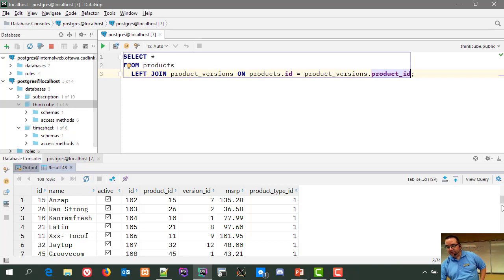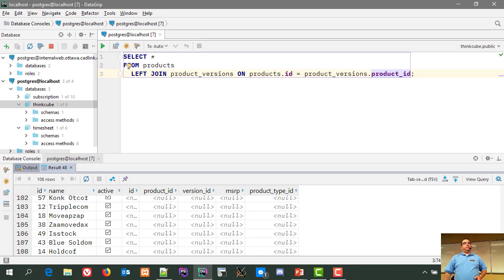If I scroll down, you'll suddenly see nulls. So left join gave me everything on this side, plus any possible matches on this side. If there's no matches, it returns nulls. Now, these kinds of queries aren't things you use on a regular basis. Usually you're trying to find dead records or orphaned records.